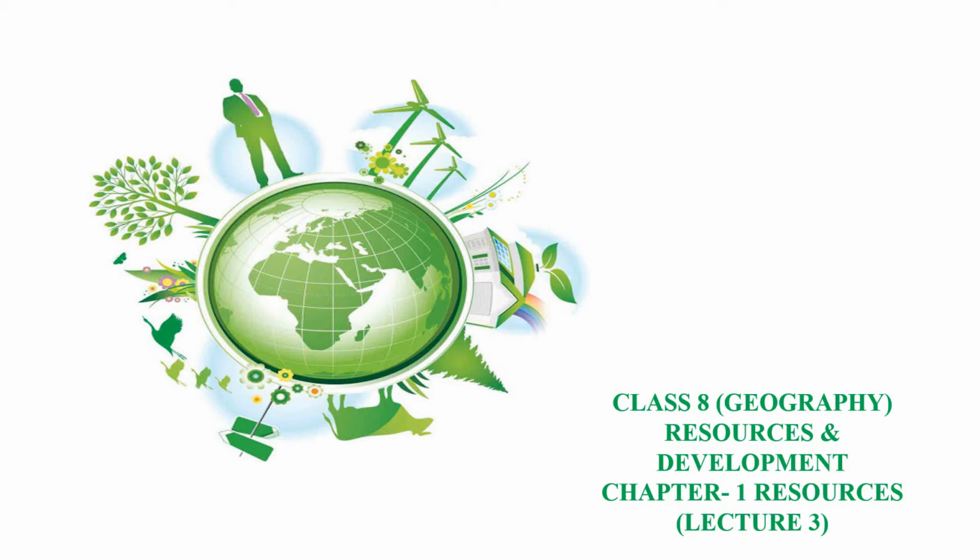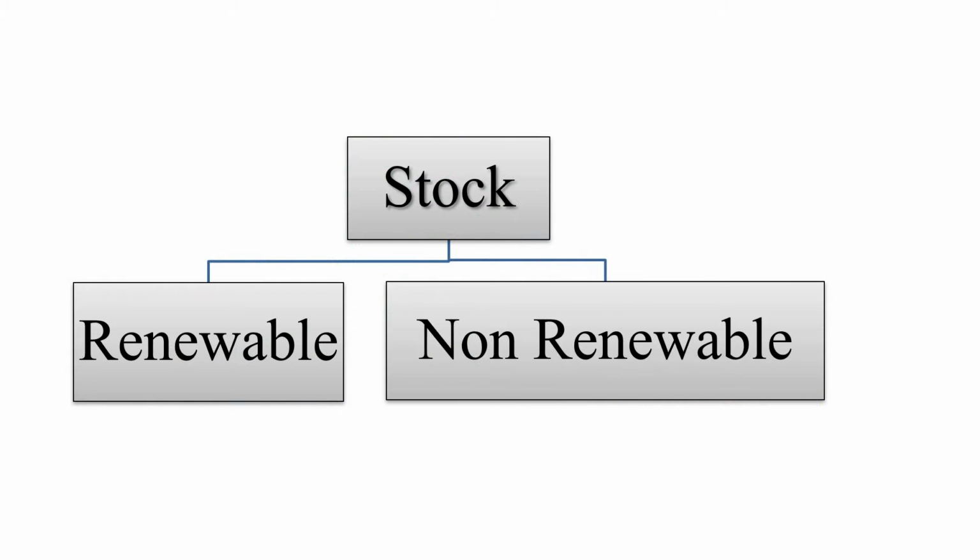In our last video, we discussed what natural resources are and we classified natural resources on the basis of their development and on the basis of their origin. In this video, we'll be classifying resources on the basis of stock. On the basis of stock, natural resources are classified into two categories: renewable resources and non-renewable resources.